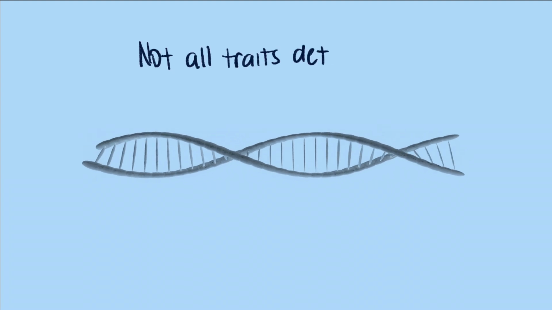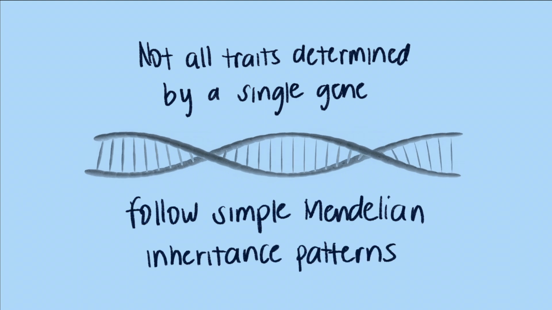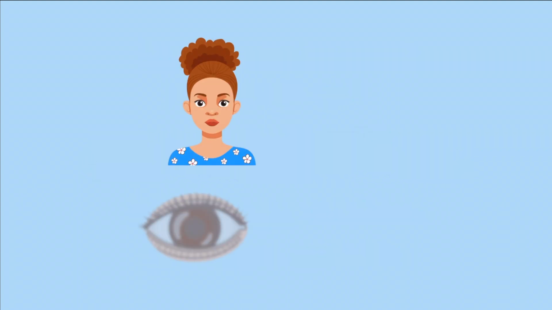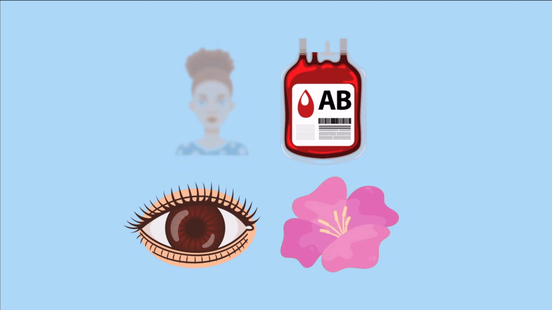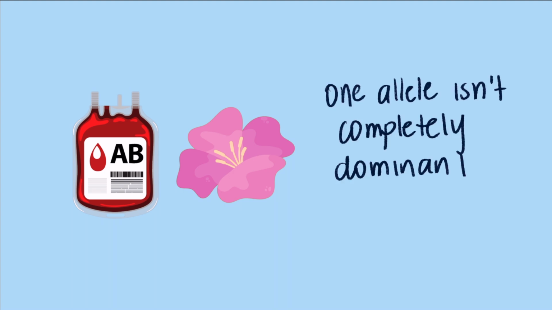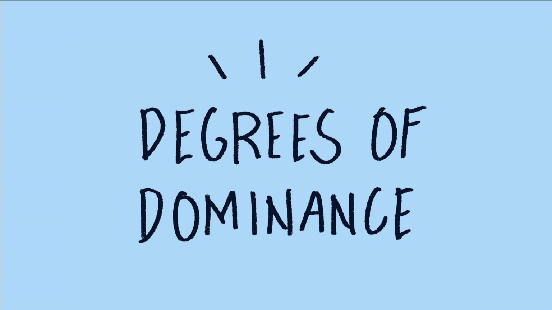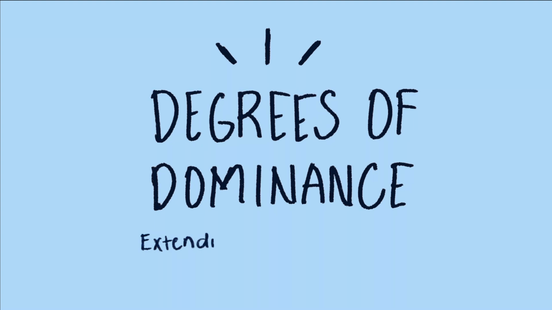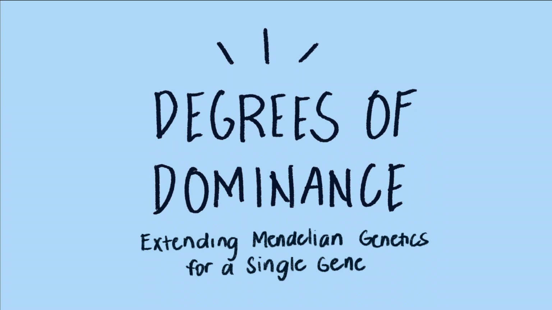Not all traits determined by a single gene follow simple Mendelian inheritance patterns. Instead, several different patterns of inheritance have been found to exist. Some of these patterns occur when one allele isn't completely dominant over the other. In such cases, the classic dominant-recessive pattern doesn't apply. This brings us to degrees of dominance, where the relationship between alleles isn't as straightforward as Mendel once described.